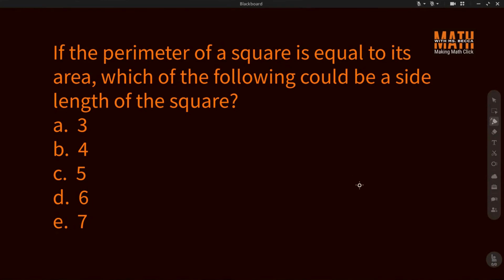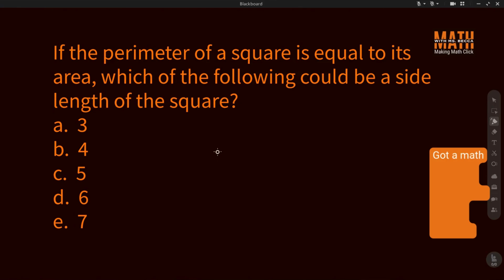If the perimeter of a square is equal to its area, which of the following could be a side length of the square? This is an ACT math question. Let's solve it together. Let's first have a rough sketch of what a square looks like. This is a square. Let's say each side is L.